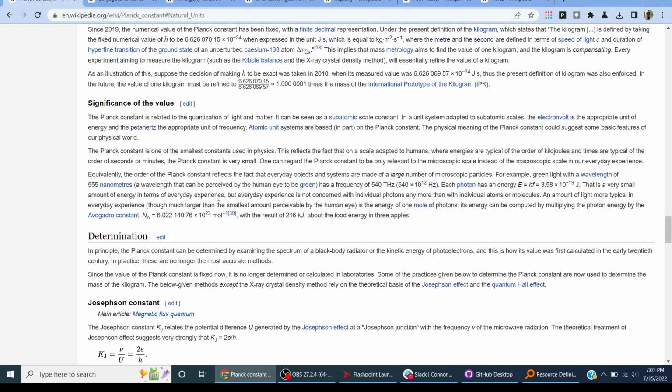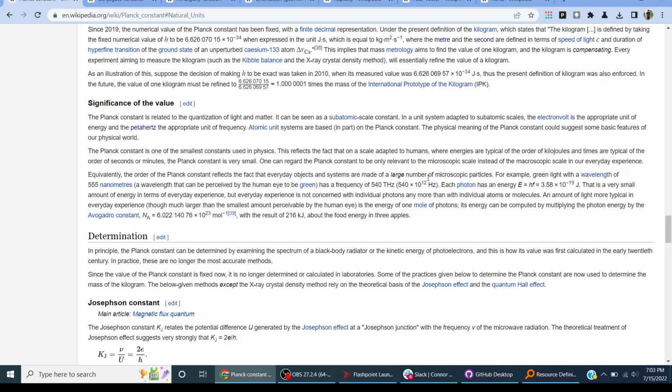The amount of light more typical in everyday experience, though much larger than the smallest amount perceivable by the human eye, is the energy of 1 mole of photons. Its energy can be computed by multiplying the photon energy by the Avogadro constant, N sub A equals 6.022140076 times 10 to the 23rd per mole, with the result of 216 kilojoules, about the food energy in 3 apples.